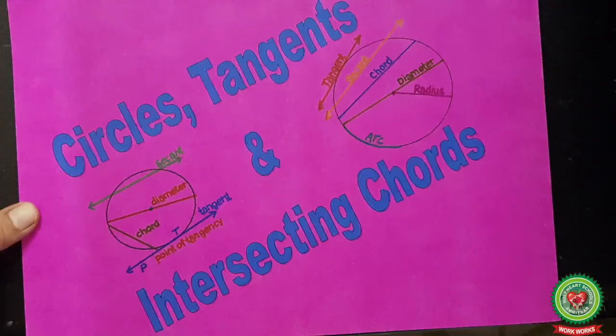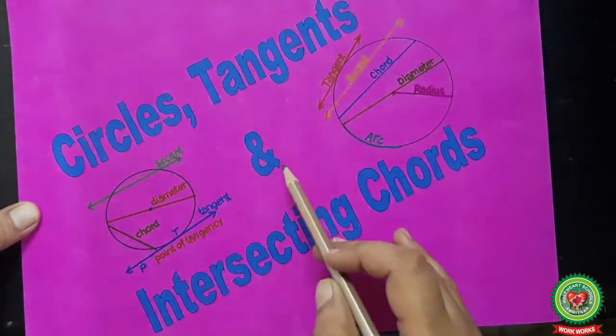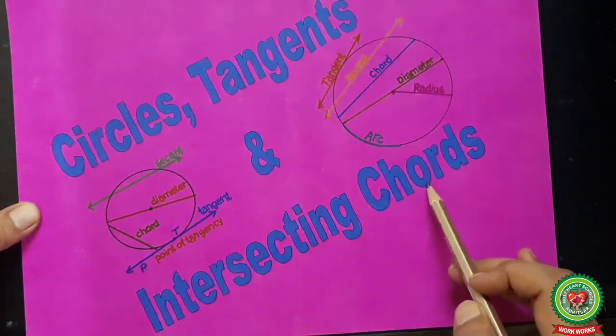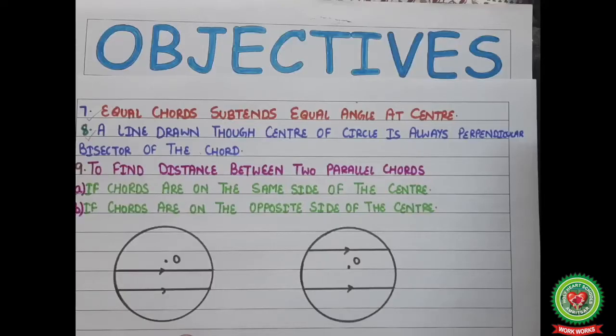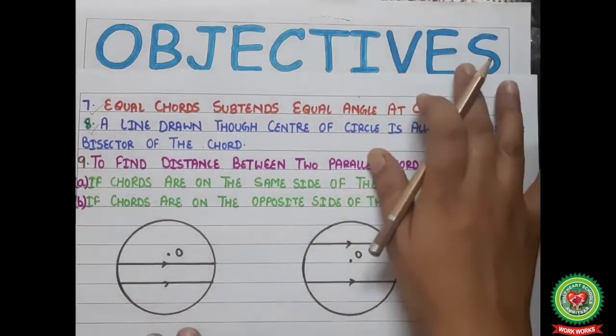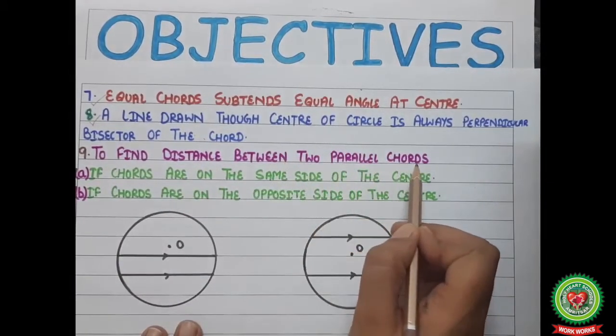Students, in today's maths class, we will discuss the next types related to the topic circles, tangents and intersecting chords. So first of all, let's have a look at the objectives of today's class. Students, the objectives of today's class are to find the distance between two parallel chords.